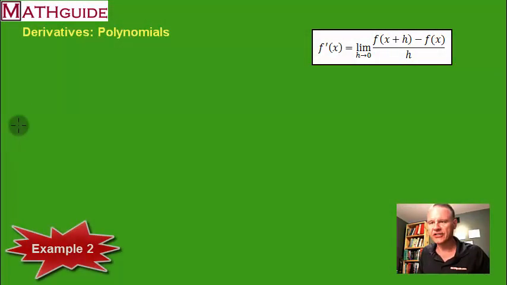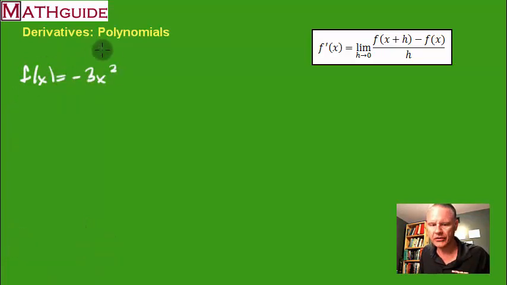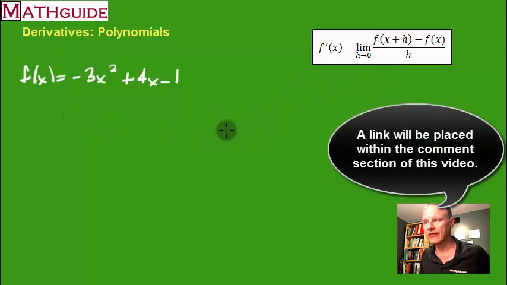On to our second example. Let's start with a different function, negative 3x squared plus 4x minus 1. Again, I'm going to use the formula for the derivative. And of course, we have a video on MATHguide that explains where that formula comes from. Anyhow, let's use it.